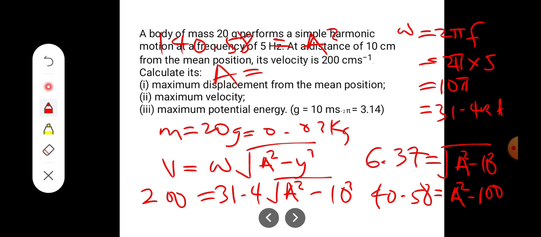140.58, we're going to get 11.86. So 11.86 for the maximum displacement from the mean position.